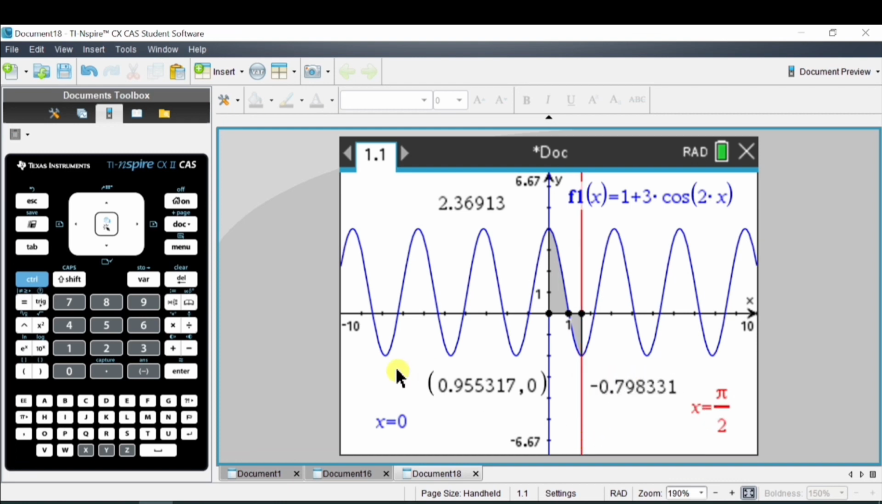Okay, so now it's just a matter of adding these two values together, but ignoring the negative sign of this, and then that will give me the exact area between the curve of this function here within the domain of 0 and x equals pi on 2.